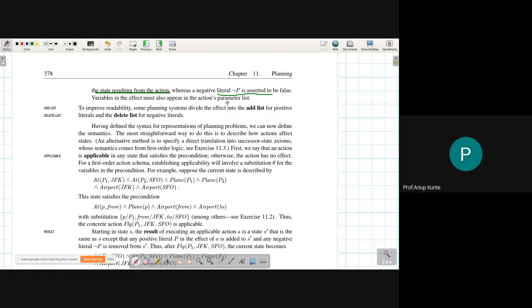So this is how we actually apply a certain action. So how you define the action schema.